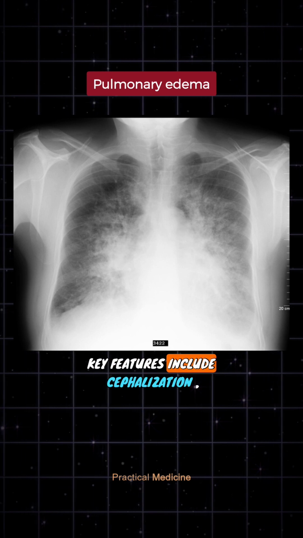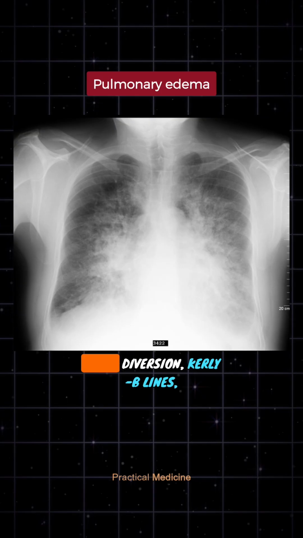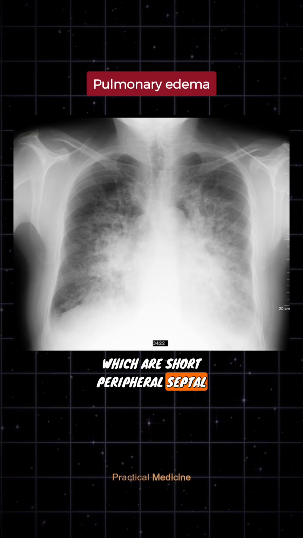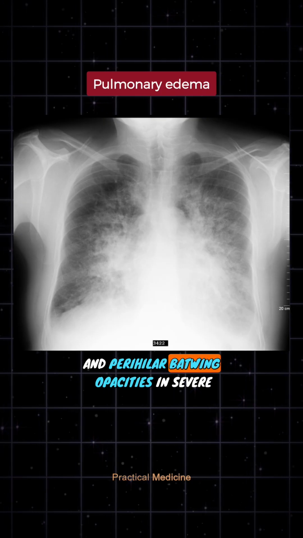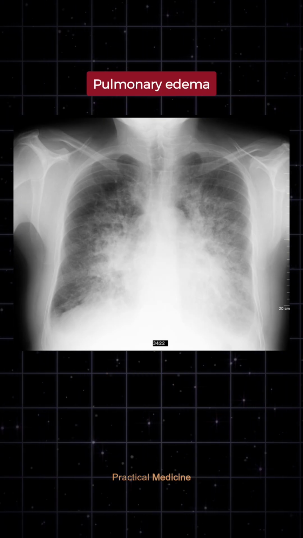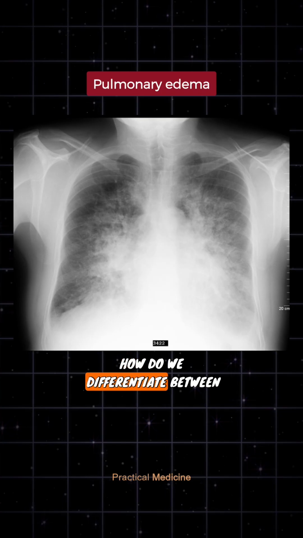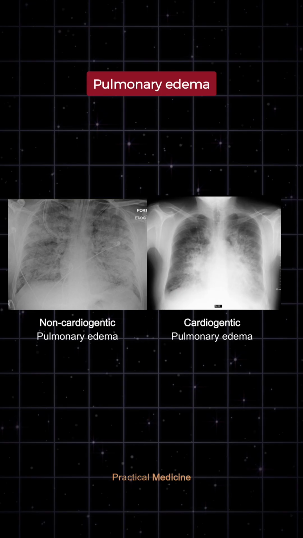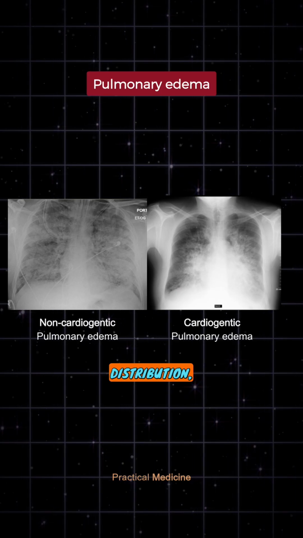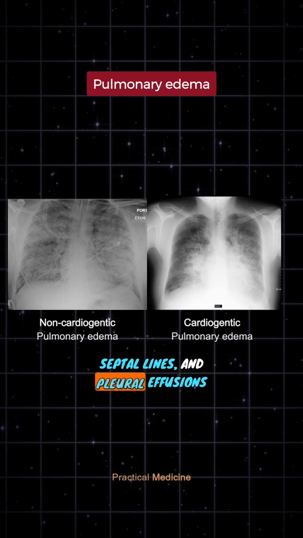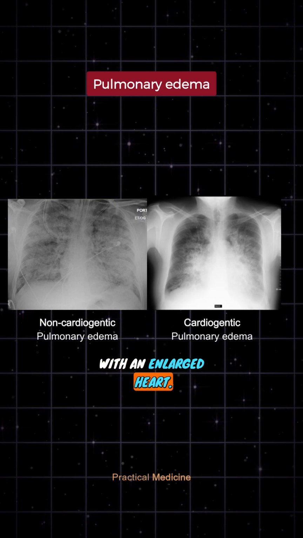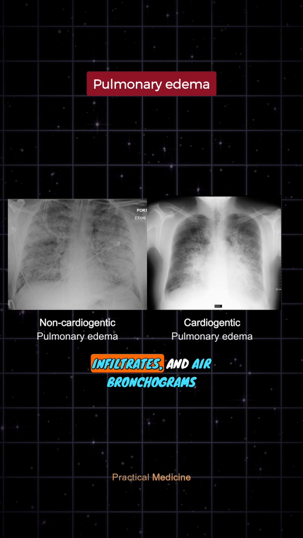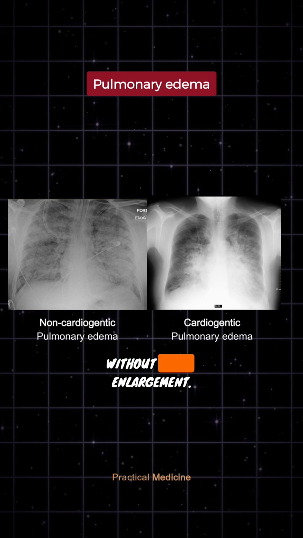Key features include cephalization, meaning upper lobe blood diversion, Kerley B lines, which are short peripheral septal lines, and perihilar batwing opacities in severe cases. How do we differentiate between cardiogenic and non-cardiogenic pulmonary edema? Cardiogenic edema features central distribution, septal lines, and pleural effusions with an enlarged heart. Non-cardiogenic shows patchy peripheral infiltrates and air bronchograms without heart enlargement.